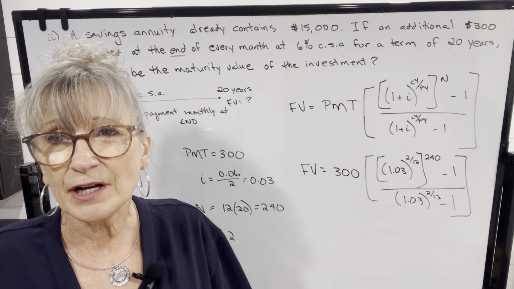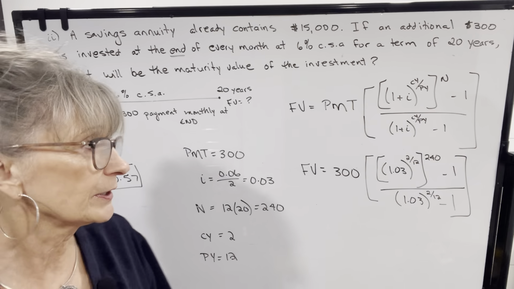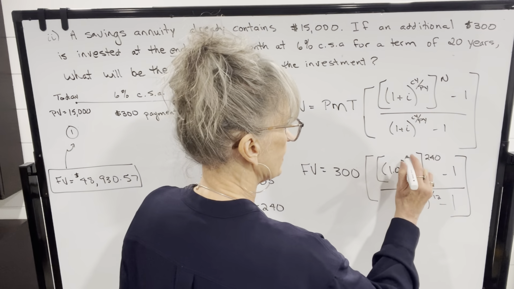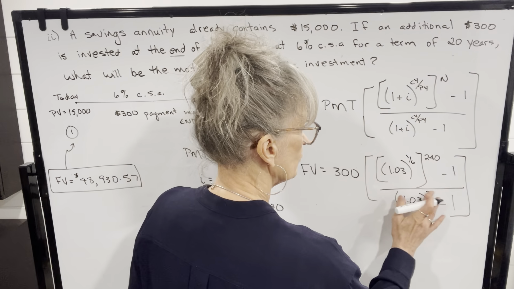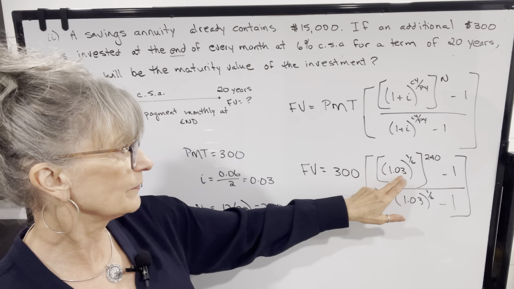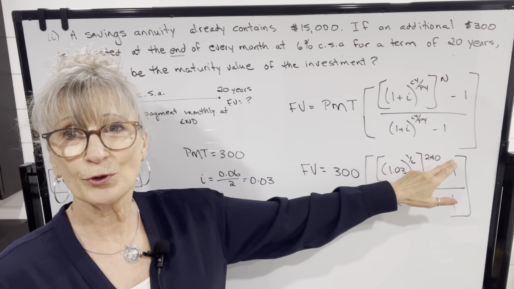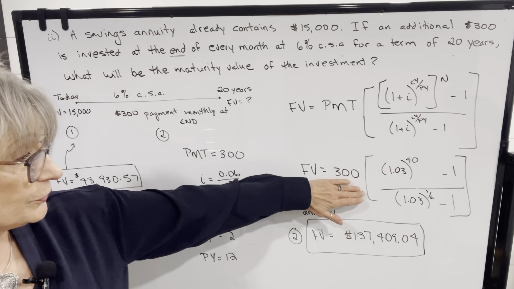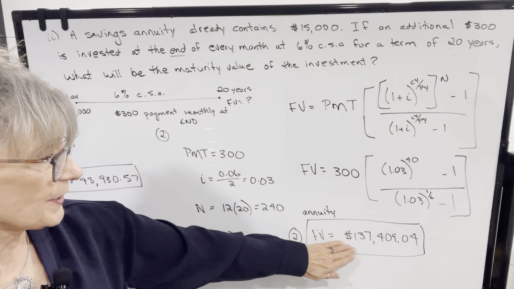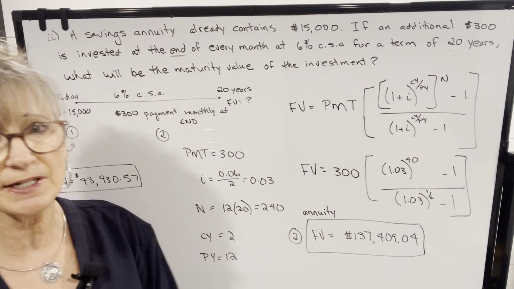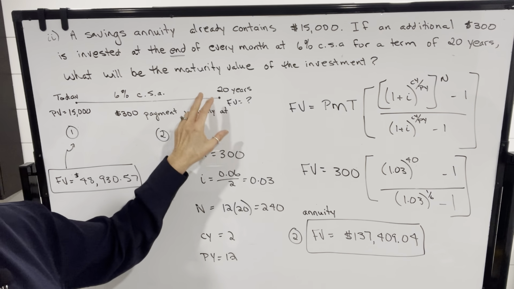Again, I would simplify this before I started punching this into my calculator. So this simplifies to 1/6. So does this. Then I would use my law of exponents that would allow me to simplify this and get 1/6 times 240, which is just 40. When I do the calculation, I get $137,409.04. So that's going to be the future value of this annuity.